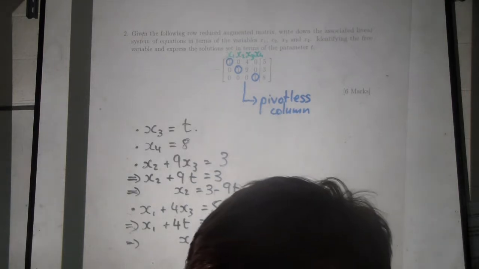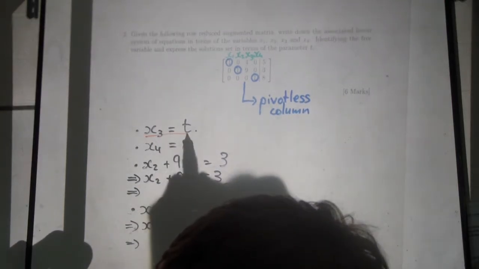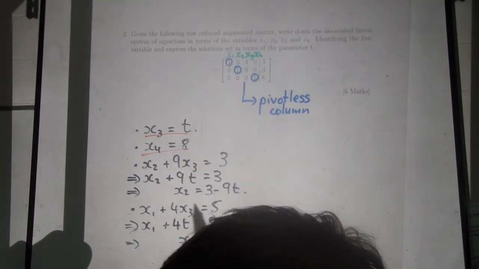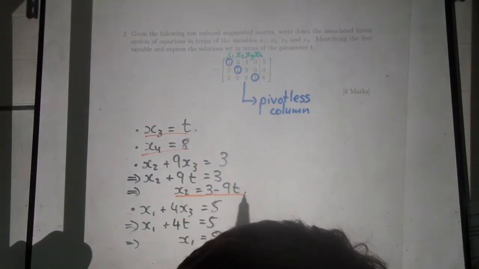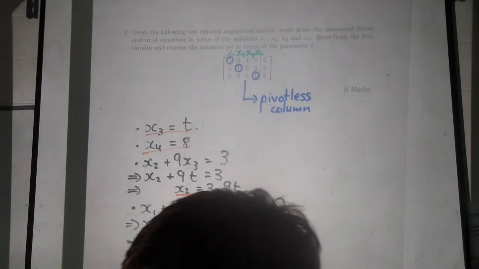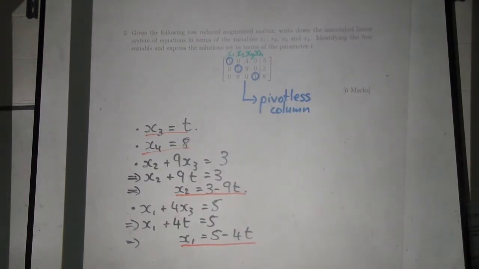So you have x3 is equal to t, x4 is equal to 8. Now x2 depends on what x3 is. x2 is related to x3 like that, and x1 is related to x3 like that. If you do that, you get full marks. Let's just leave it at that. t can be any value at all.